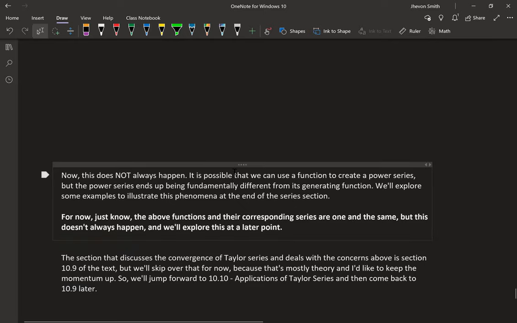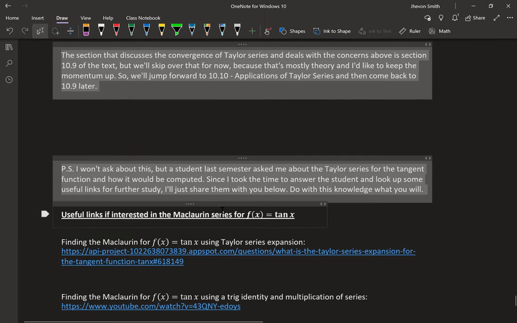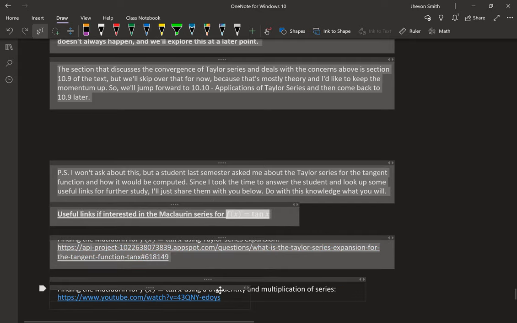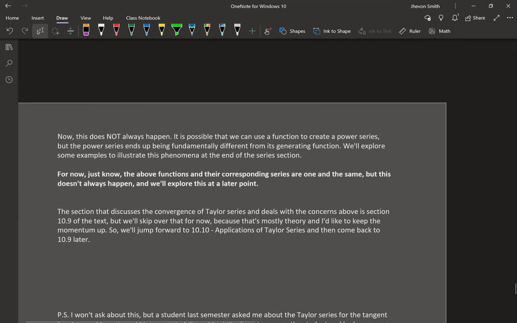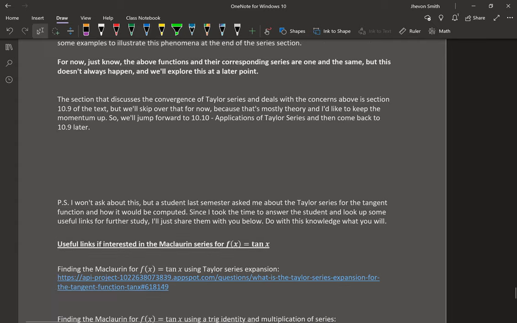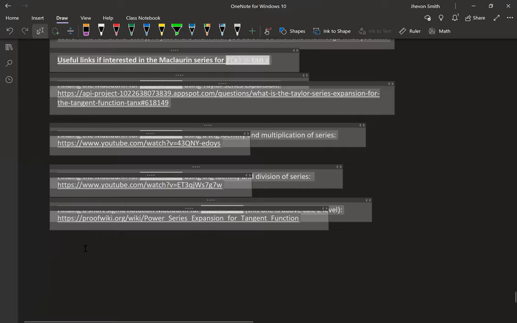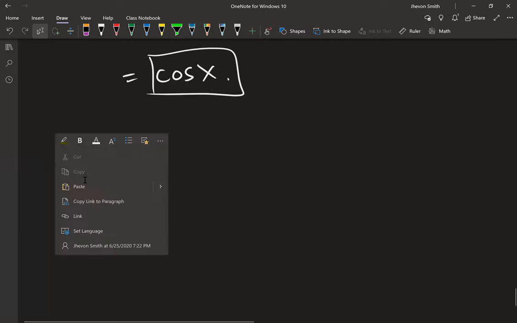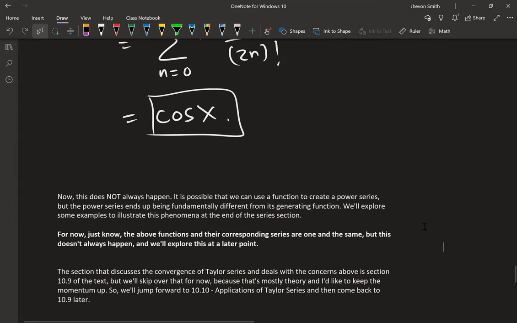Now I do want to point out the fact that this is not always going to happen. It's not all the time when you find a power series using Taylor's formula that you get a series that completely represents the function in this way, that you can replace the function with the series and no one's going to know the difference. Like they could literally swap positions.